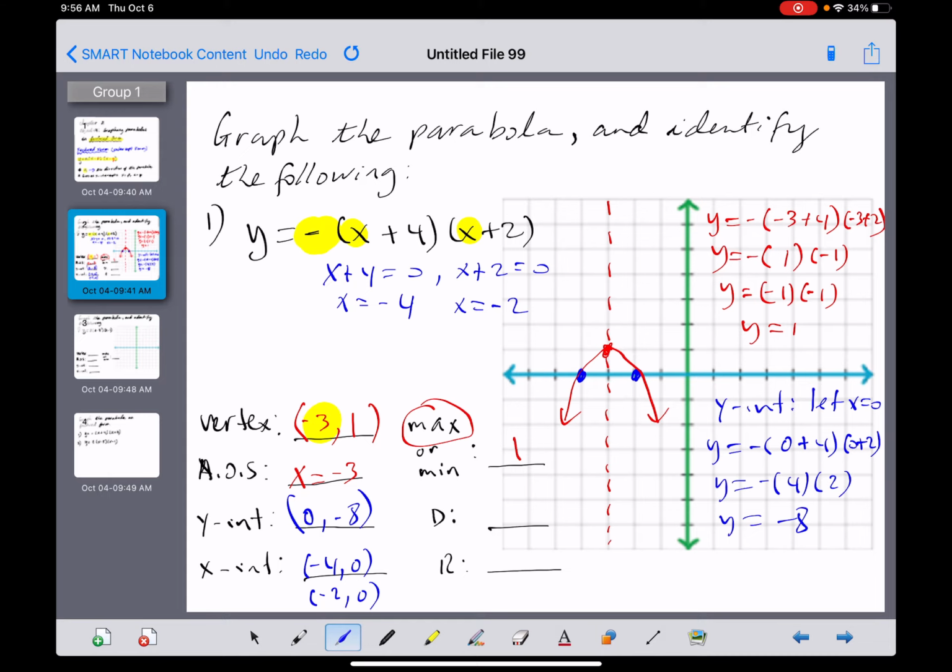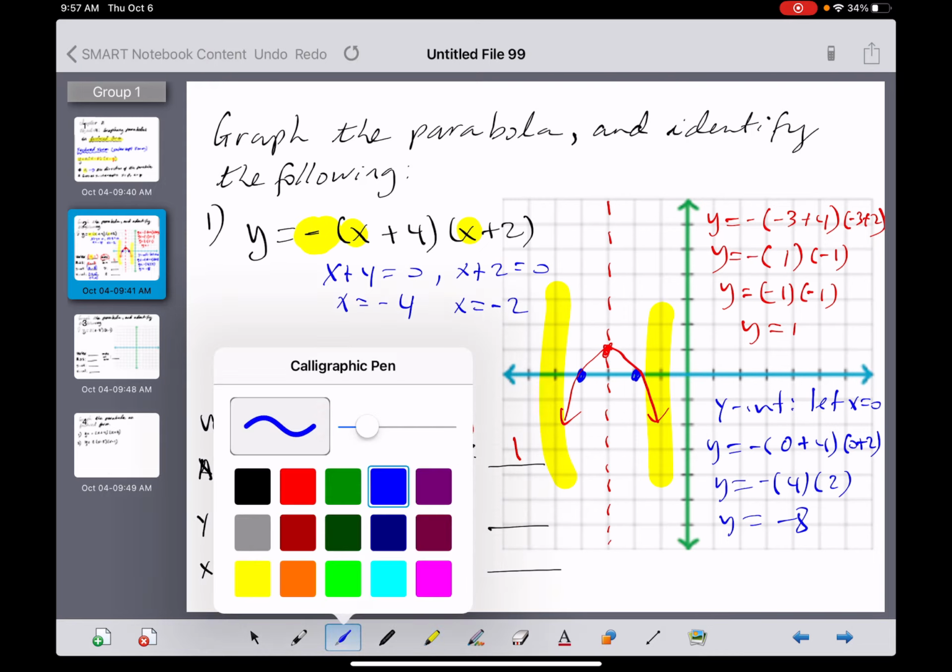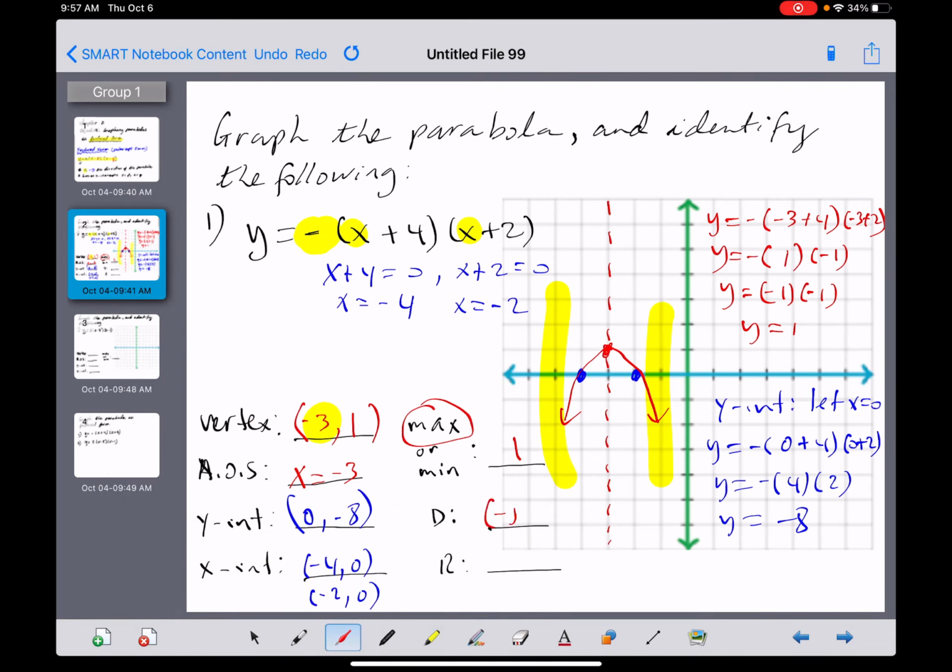Now domain. We talked about this in the previous chapter, and I'm bringing it back to help you remember it. Notice if we look at the graph, to the left and to the right, it keeps going. So the domain is negative infinity to positive infinity. And range is highest and lowest. Our highest is at 1, and it keeps going down, so it's negative infinity to 1, with a bracket. That's number 1 completed.